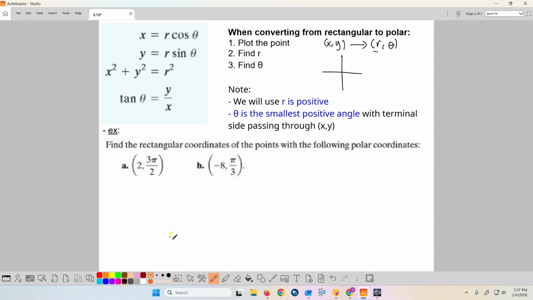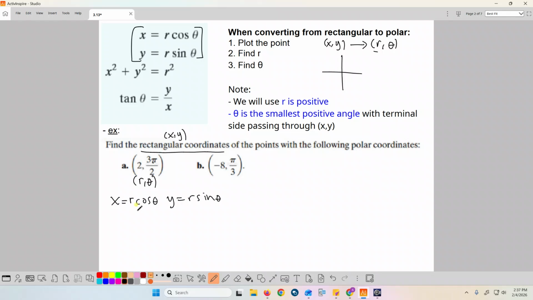Okay, so let's do an example so we can see how this works. Find the rectangular coordinates of the points with the following polar coordinates. If this is a polar coordinate, that means this is really just r, theta. If we're looking for the rectangular coordinates, that means we're looking for the x and the y values. So we want to use these two formulas at the top of the slide. That means x is going to equal r cosine theta, and y is going to equal r sine theta.